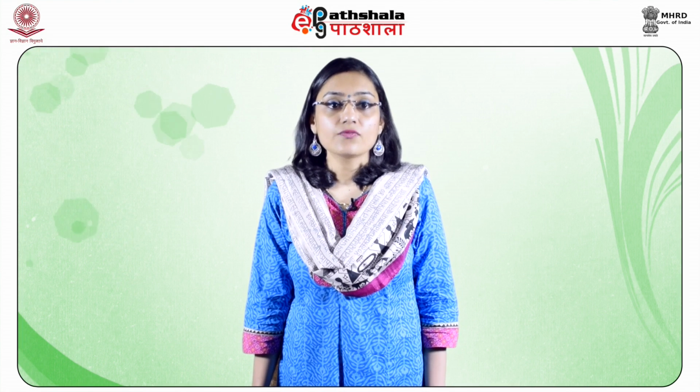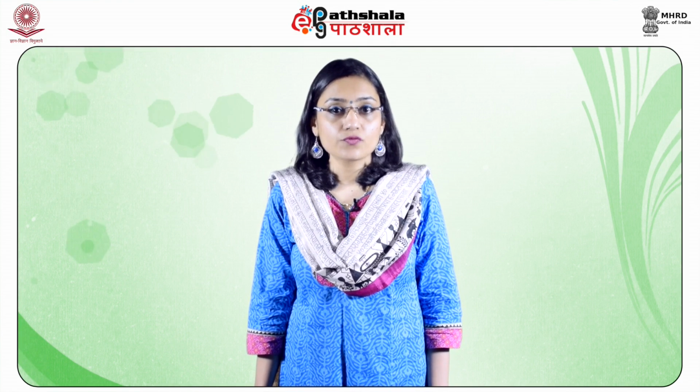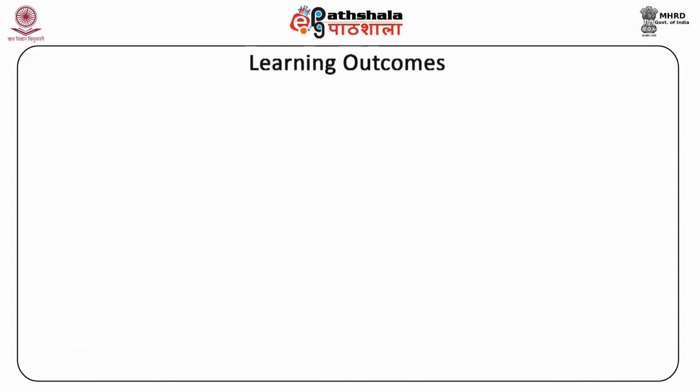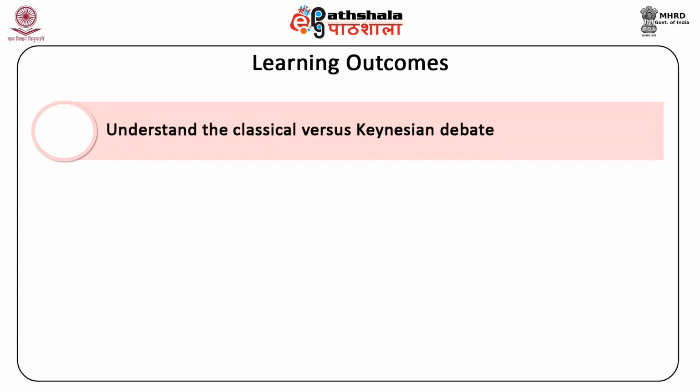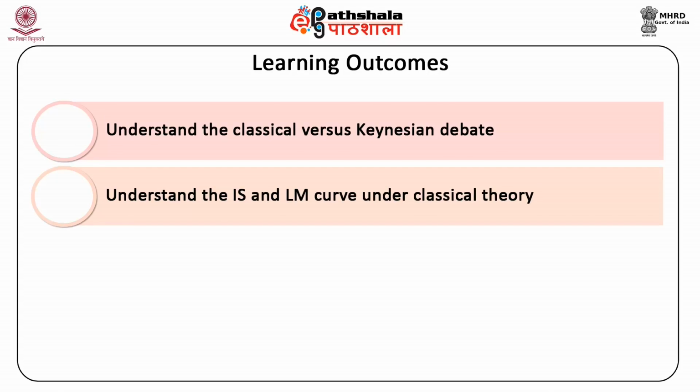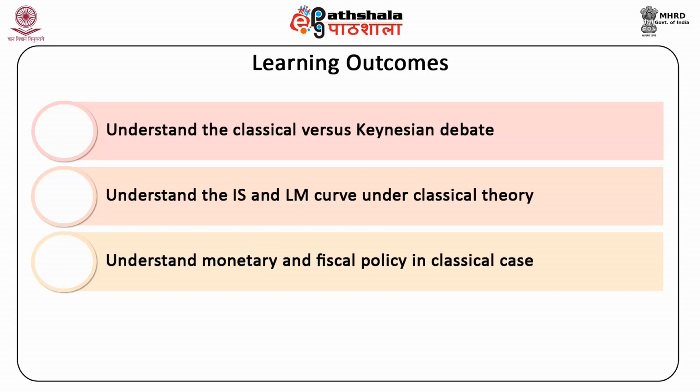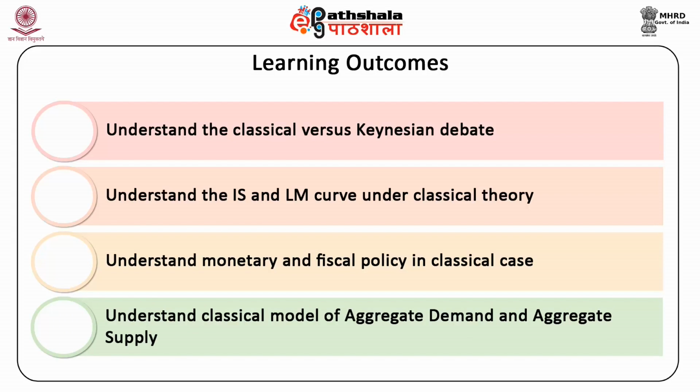In the meantime, production could be stuck below its potential. Keynes' idea and their further development help us to understand economic fluctuations, that is, movements in output around its long run trend. The classical model has proven more useful in explaining the long run trend itself. After studying this module, you shall be able to understand the classical versus Keynesian debate, understand the IS and LM curve under classical theory, understand monetary and fiscal policy in classical case, understand classical model of aggregate demand and aggregate supply.